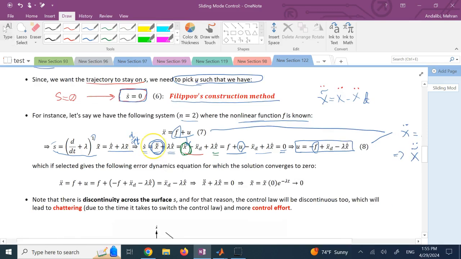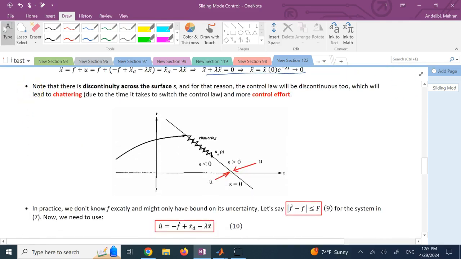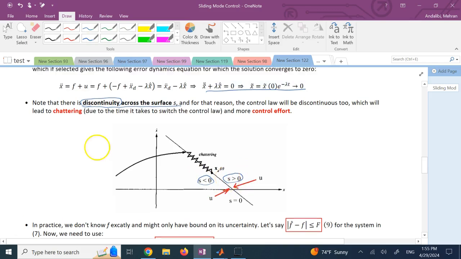The problem is what? Okay, that's what I explained. The problem is two things. One, you don't know f exactly. F has uncertainty. Second thing is, when you move toward this surface, let's take a look what happens. Across this surface S, there is discontinuity. What does it mean? It means on one side of it, S is negative, on the other side, S is positive. Well, what's the problem? The problem is this.